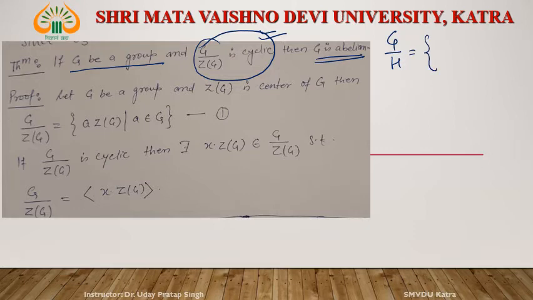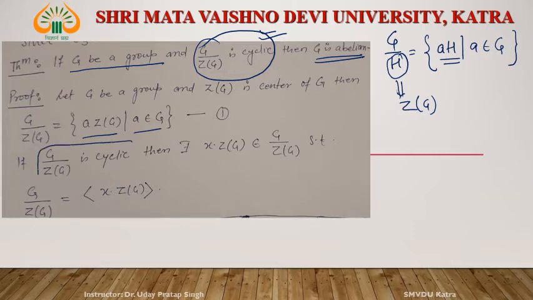An element of this quotient group G/H is aH, where a belongs to G. Then an element of G/Z(G) is aZ(G), right? For H, replace H by Z(G). An element of this is aZ(G), a belongs to G. Now, G/Z(G) is cyclic. What do you mean by cyclic? There exists one element in G/Z(G) which is the generator of G/Z(G).